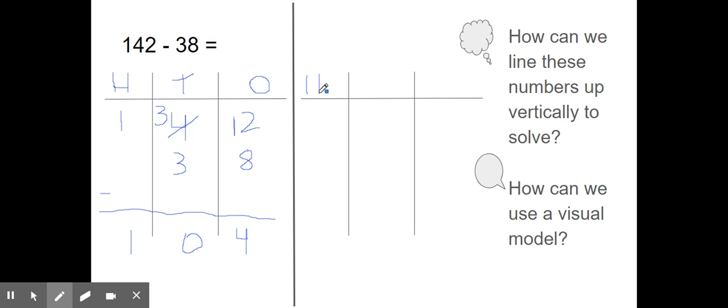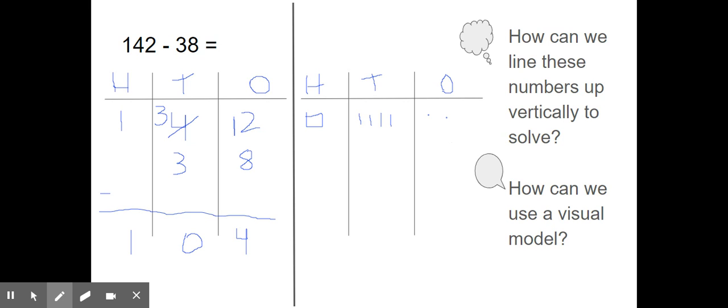Hundreds, tens, and ones. This time, instead of modeling the problem with a vertical equation, I'm going to use 100 squares, 10 sticks, and ones. 142. There's 1 hundred, 4 tens, and 2 ones. Should I also model 38? No, I shouldn't. I'm taking away 38. I'm not adding 38, so I will not model 38.